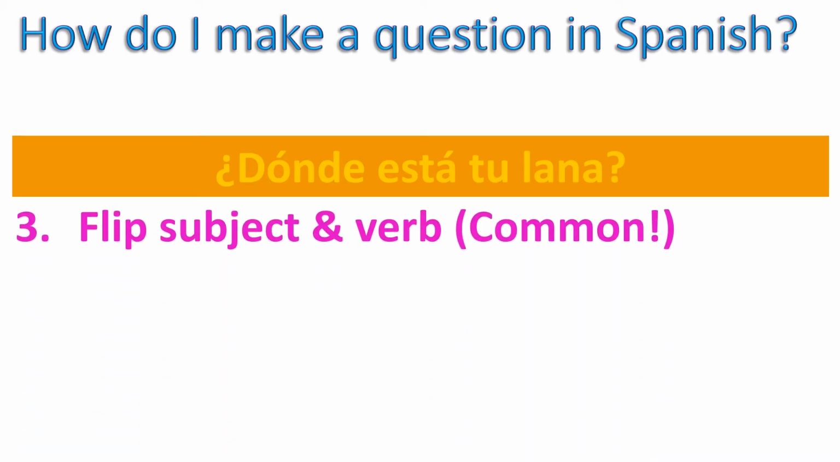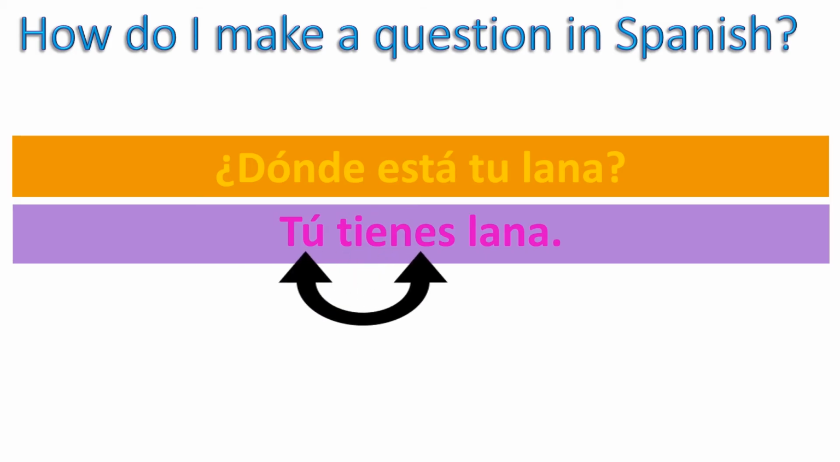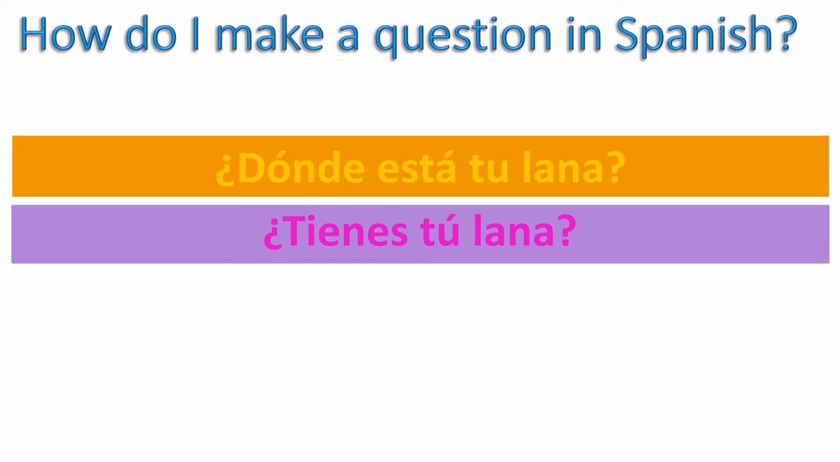Option 3. Well, the third option, option 2 in Spanish, but anyways. Flip the subject and the verb. I told you in English this was archaic or old-fashioned, but in Spanish it is not. In fact, it is probably the most common form of asking questions. So, in English we had, for example, have you any wool? And they flip the subject and the verb. We could do the same thing in Spanish. Take the statement, tú tienes lana, you have wool, and let's flip that subject and verb, and we end up with tienes tú lana, have you wool. And again, that is perfectly normal in modern Spanish and very common.